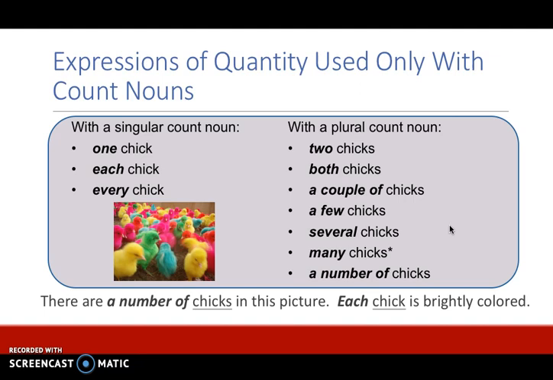Here are some example sentences. There are a number of chicks in this picture. Each chick is brightly colored. So keep in mind that a number of is an expression of quantity that goes with the plural count noun. So we have chicks here as a plural count noun. Each is an expression of quantity that is used with a singular count noun. So we have chick here.